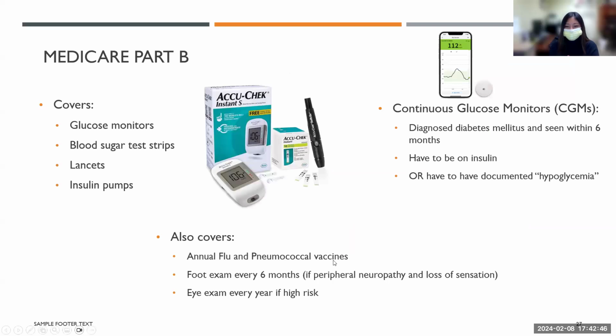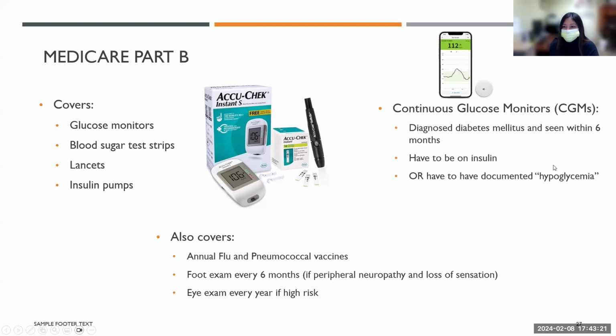Okay. All right. And so now let's look into Medicare Part B and everything that it covers. So I think this is a really nice slide which shows everything that Medicare Part B covers, including glucose monitors, blood sugar test strips, lancets, and insulin pumps. So in this photo over here, we have an example of Accu-Chek, which we call a glucose monitor, glucometer, or finger stick device where you can check your blood sugar. And Medicare is going to cover all of this.